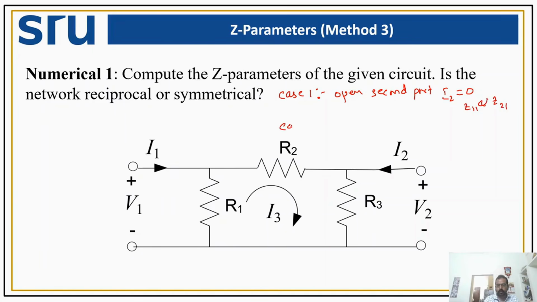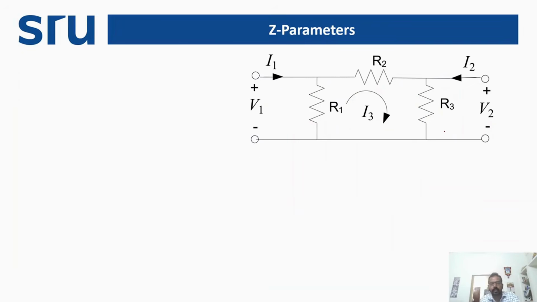In case 2, we try to open the first port, that is, we make I1 equal to 0 so that we could compute Z12 and Z22. Right? So we make use of the conventional way of finding the Z parameters here in method 3. So let us take case 1. Now we are making the second port open, so I2 equals 0.